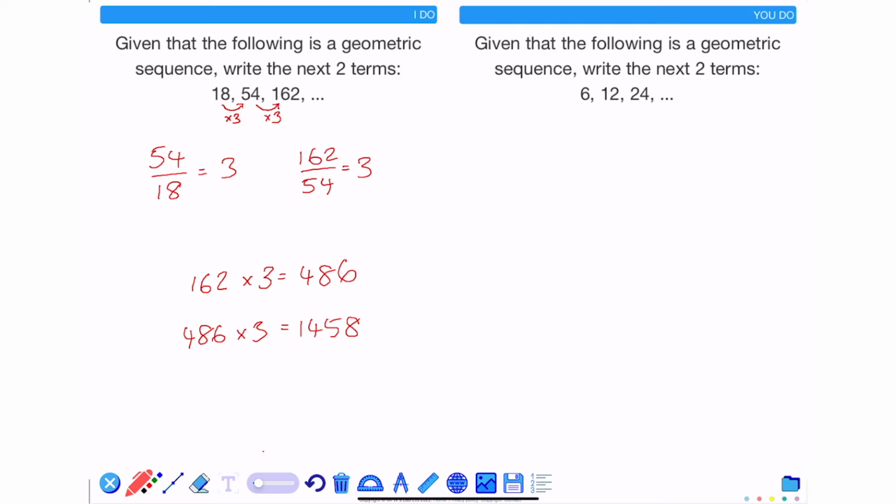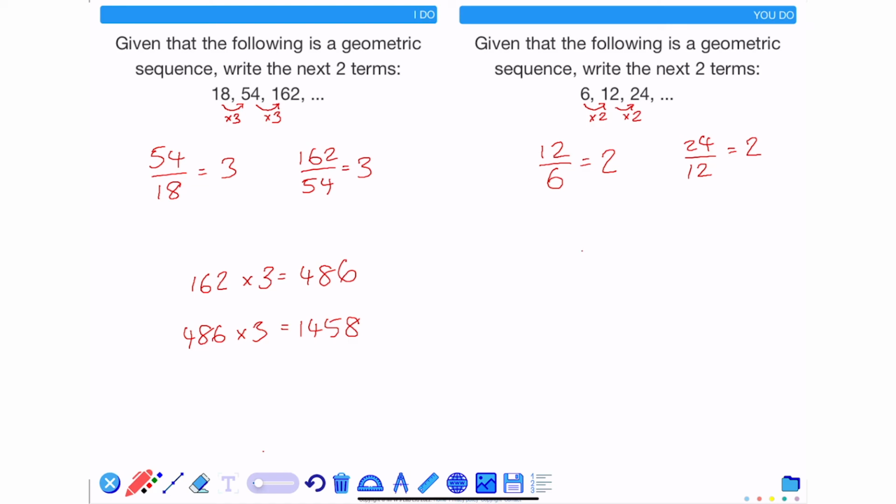So finding the next two terms of this geometric sequence, I need to find the common ratio first. 12 divided by 6 is 2. That means it's doubling every single time. To check, I can do 24 divided by the previous term, which is 12, and that also gives me 2. So we can see here that the common ratio is 2 between any two consecutive terms.